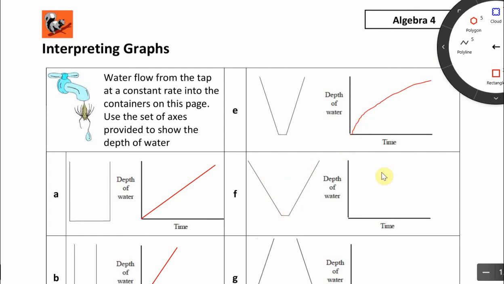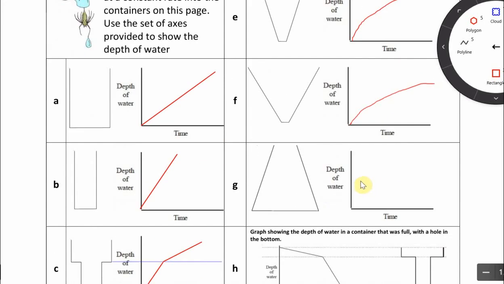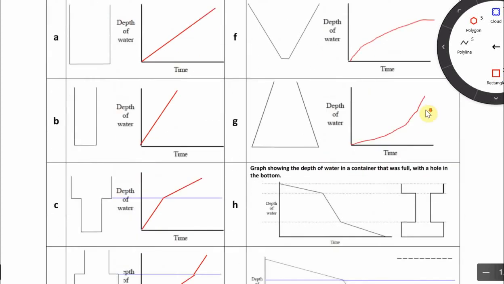It's not going to be as steep to begin with, so maybe something like that. And this one is wide at the bottom, but getting thinner as we go up. So it's actually going to do the reverse. It's going to fill up all the time. So it's always going to be increasing this line, but it is going to do it slowly to begin with, so almost horizontal, and then it's going to get steeper and steeper and steeper as we go. So a bit like that.